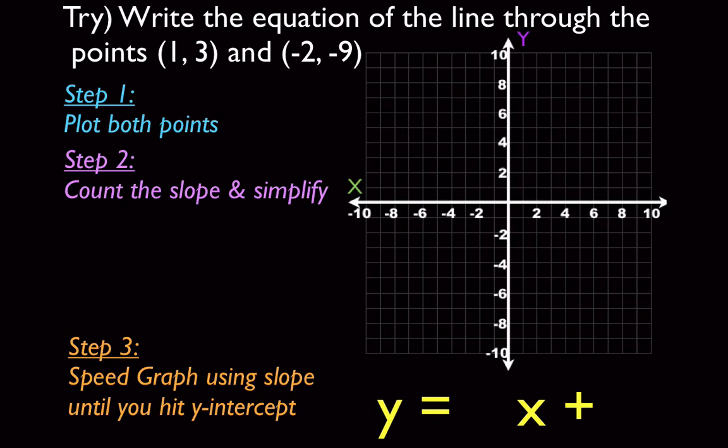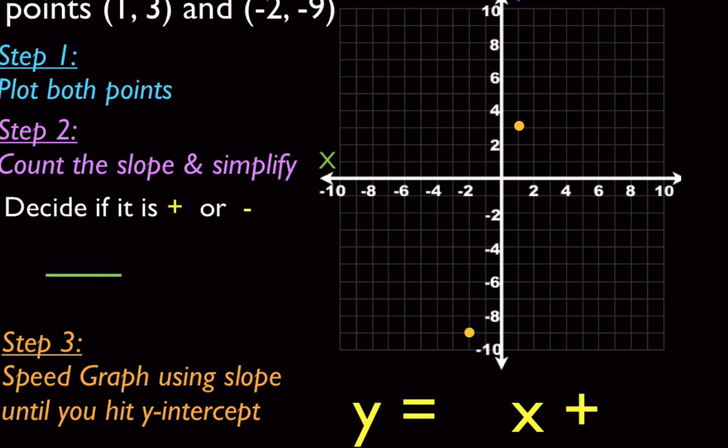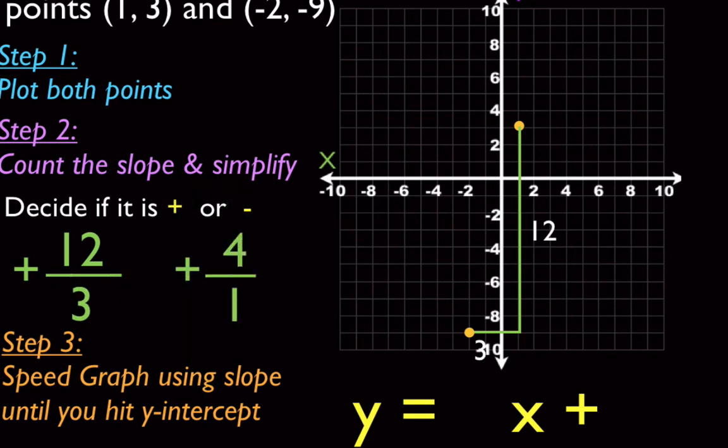Okay, so hopefully you plotted the 2 points at (1, 3) and (-2, -9). Next thing, just to make sure you're really getting it, go ahead and get your whole slope triangle drawn, decide if it's positive or negative, all that good stuff. All right, well, if done correctly, you should have noticed that it is in fact positive. When you count up, it goes up a total of 12 and over a total of 3. Okay, 12 over 3 simplifies out to positive 4 over 1.